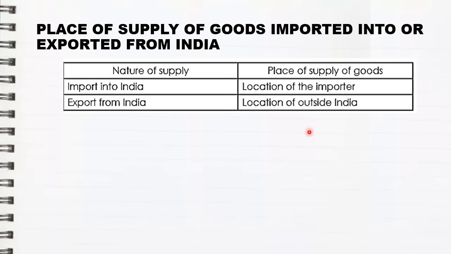So with this, various rules regarding place of supply come to an end. Now let us try solving various examples in order to clear out our rules. We have gone through various rules, so now let us see how we can implement them using examples. Now let us see how to solve the sum based on place of supply of goods. We'll take a few examples.